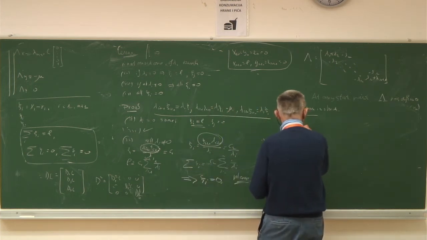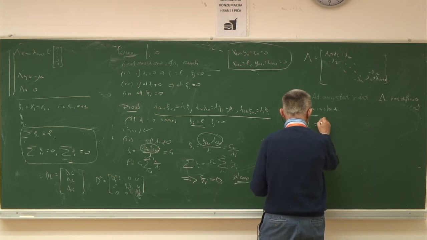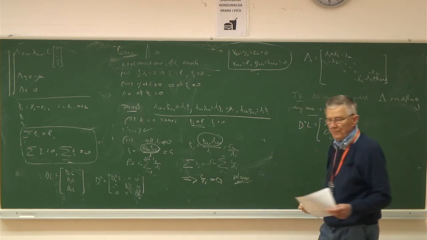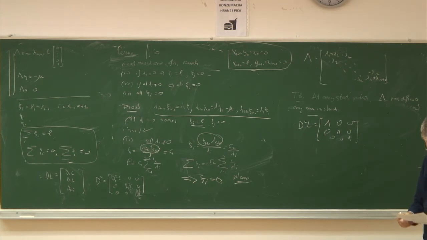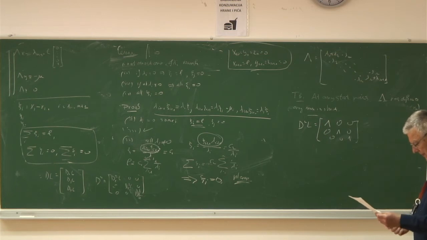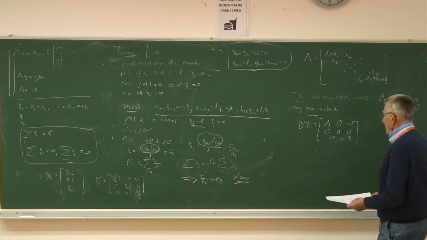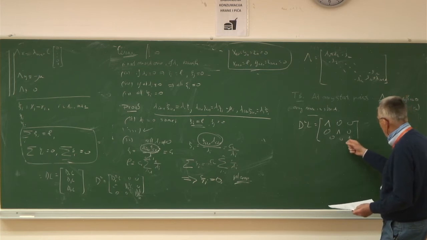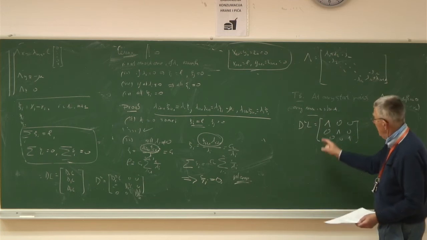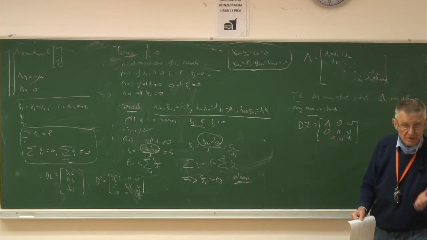So d2L is equal to lambda, lambda, lambda. And we now have to conclude that this matrix lambda, and then the whole matrix, is positive definite. It's trivial. If each of them is positive definite, then so is the whole, and vice versa.